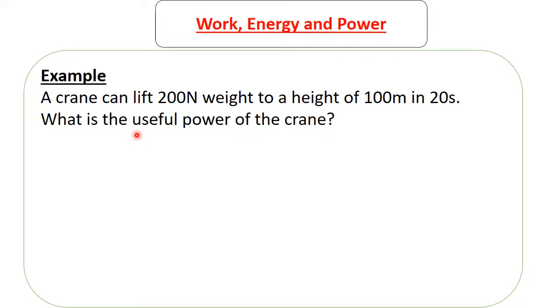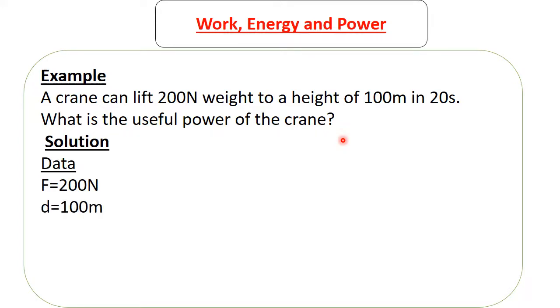Here's an example. A crane can lift 200 Newton weight to a height of 100 meters in 20 seconds. What is the useful power of the crane? So let's collect the data. Force is 200 Newton, distance is 100 meters, time is 20 seconds. But the formula for power is work over time. Do we have work here? We don't, but we do have time. But using this information that we have been given, can we get work? Yes, because the formula for work is F times D. So we can use this to get work.